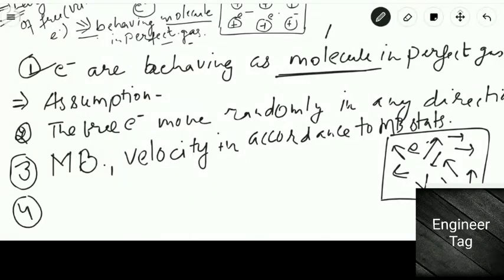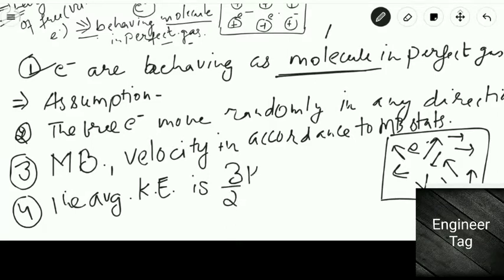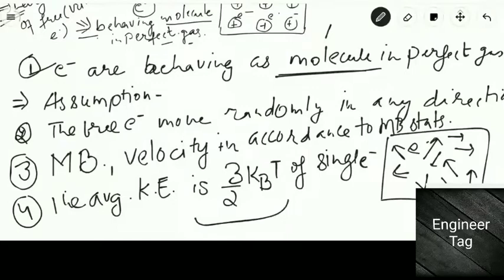Fourth one is the average kinetic energy. The average kinetic energy, that is K.E., is 3/2 kT of a single electron. This energy 3/2 kT, we derived using Maxwell-Boltzmann statistics, and here we will use it directly. The average kinetic energy is 3/2 kBT of a single electron, where kB is the Boltzmann constant and T is the temperature.